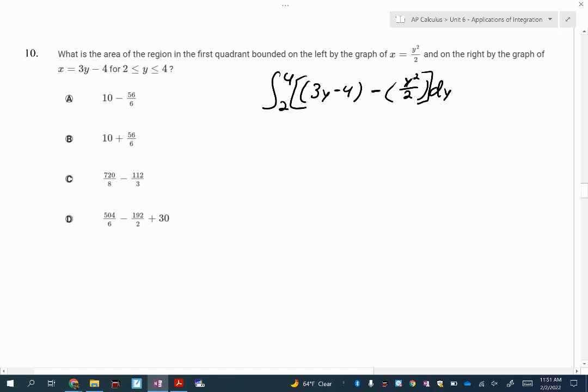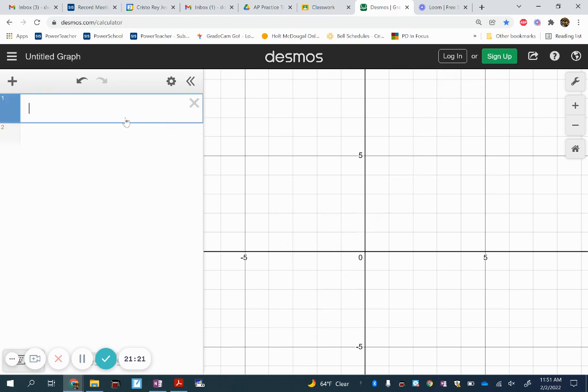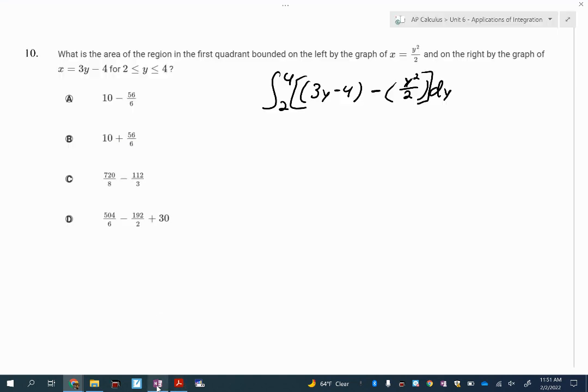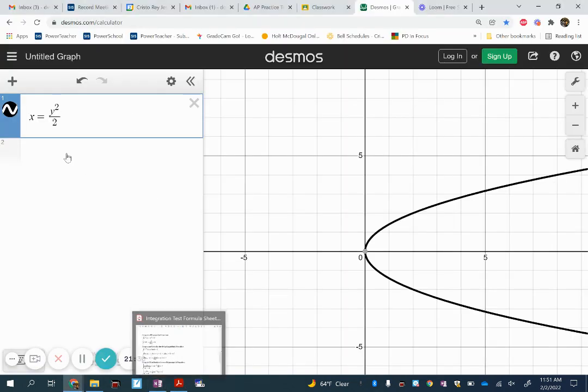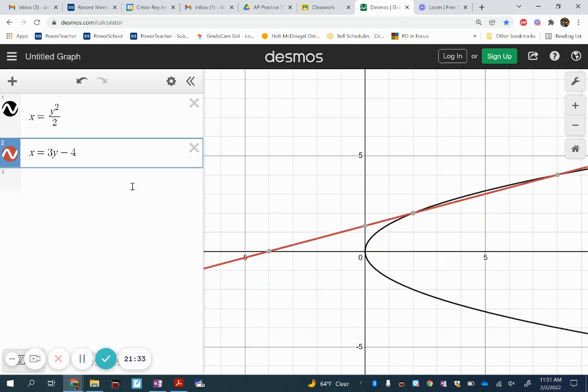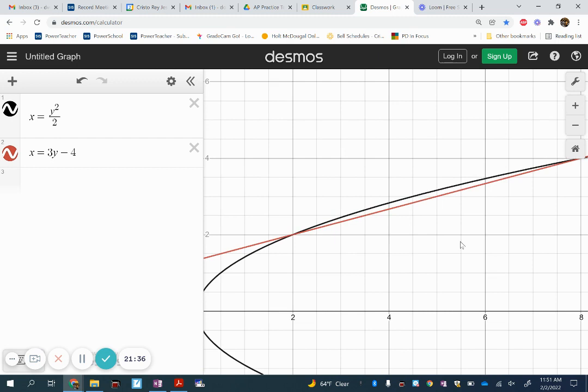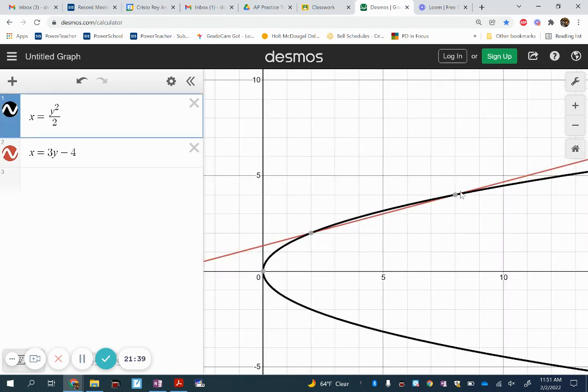Okay, but if you want, I can graph it for you so you can see that. So x equals y squared over 2, and then we have x equals 3y minus 4. All right, so if we're looking at the area bounded here, let's see if I can get it for you. There we go. You can see we're going from our y values of 2 to 4. And again, in this case, we're looking at the one on the right as opposed to the one on the left.